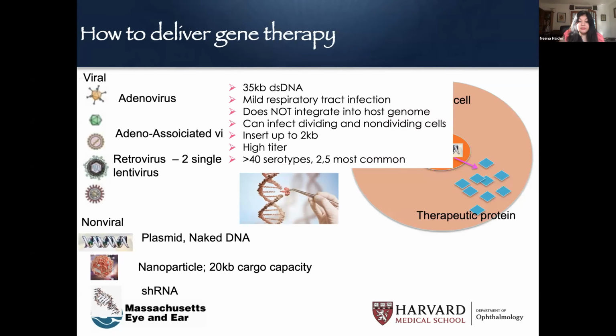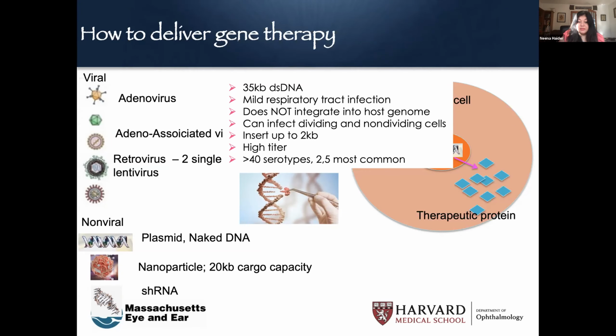So adenovirus is about a 35 kb double-stranded DNA. It has a very mild respiratory tract infection associated with it, and it does not integrate into the host genome, which is an advantage, and it can infect dividing and non-dividing cells. That's also an advantage of using adenovirus.